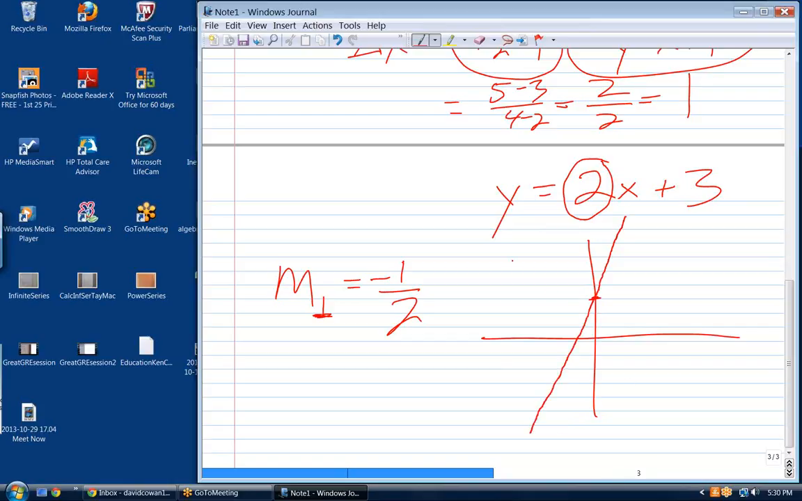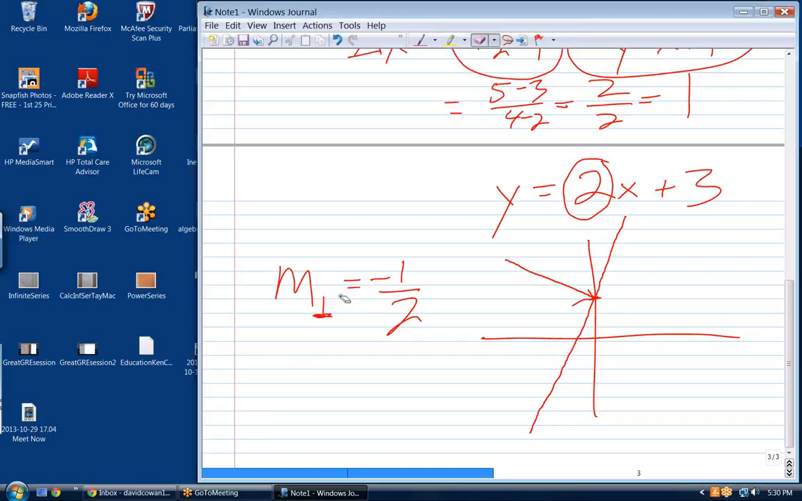And notice that if I have a line perpendicular to that line, its slope has to be opposite sign. If this slope's positive, this has got to be negative. If this slope were negative, this slope would have to be positive. And it's flatter. It's not steep. So it's got to be a number between 0 and 1. So 1/2 makes sense for the perpendicular lines.